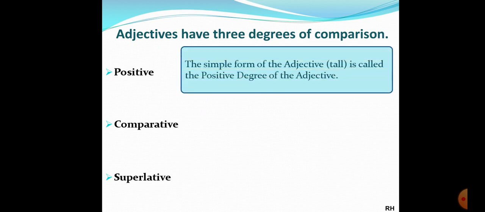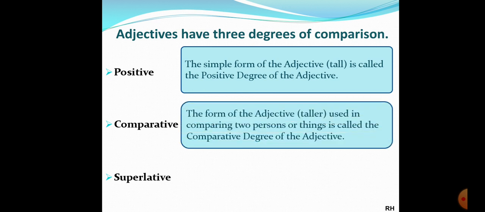Now, as I said, there are three degrees of adjectives. Which are they? One is positive, the other one is comparative, and the third one is superlative. What do you mean by that? Positive means when you're talking about a single person, that is the simple form of the adjective. For example, tall, and there is no comparison happening with another person. You're talking about the one person. So that is called the positive degree of the adjective.